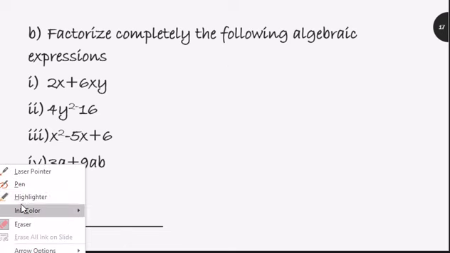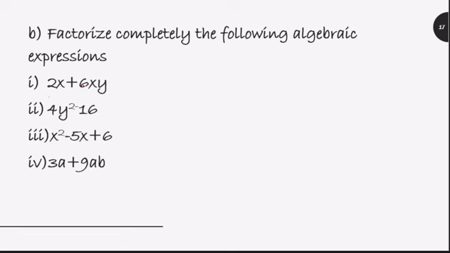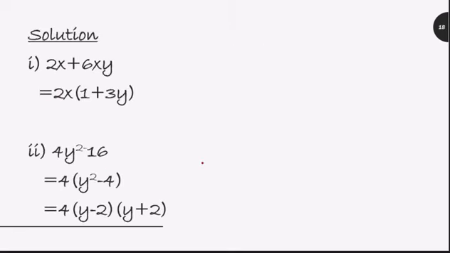2x plus 6xy. How do you break it down? Remove the terms which are common to both terms. You factor them out, you put them outside the brackets, so it is 2x. When you remove 2x here, what do you remain with? In the first term, you remain with a 1 because everything has gone. And in the second, you remain with 3y because x has gone. And how many times does 2 go into 6? It goes in 3 times.